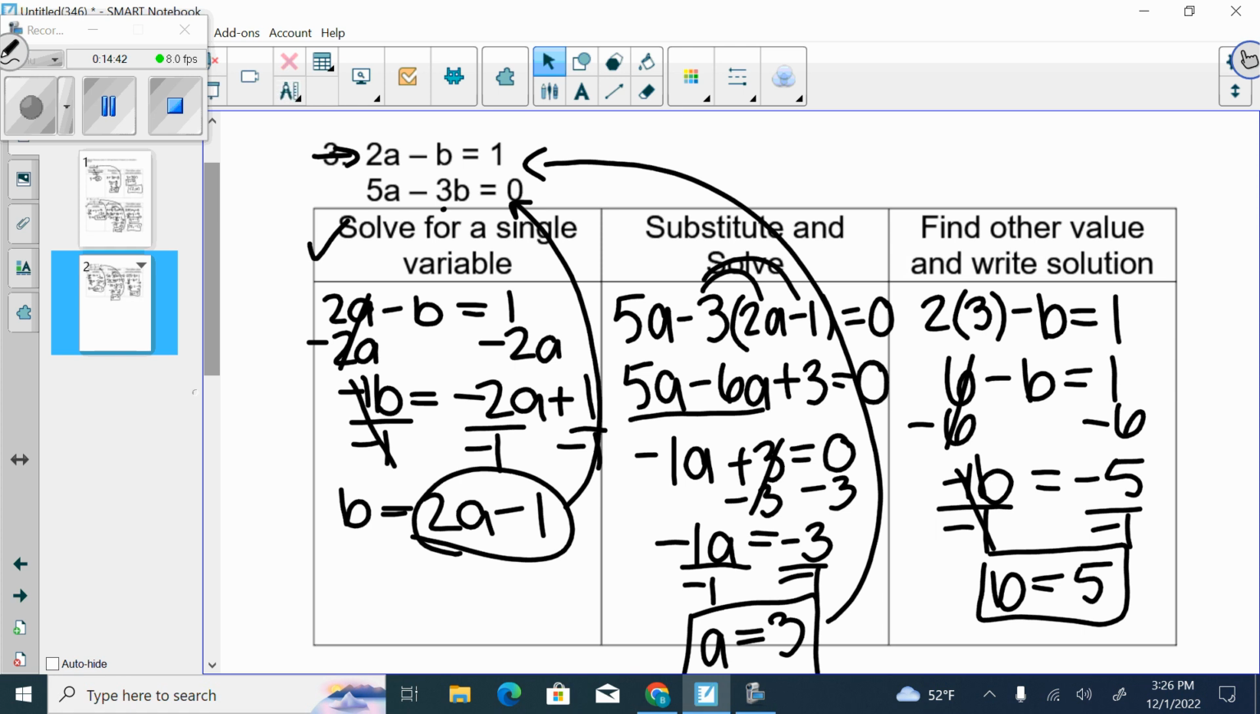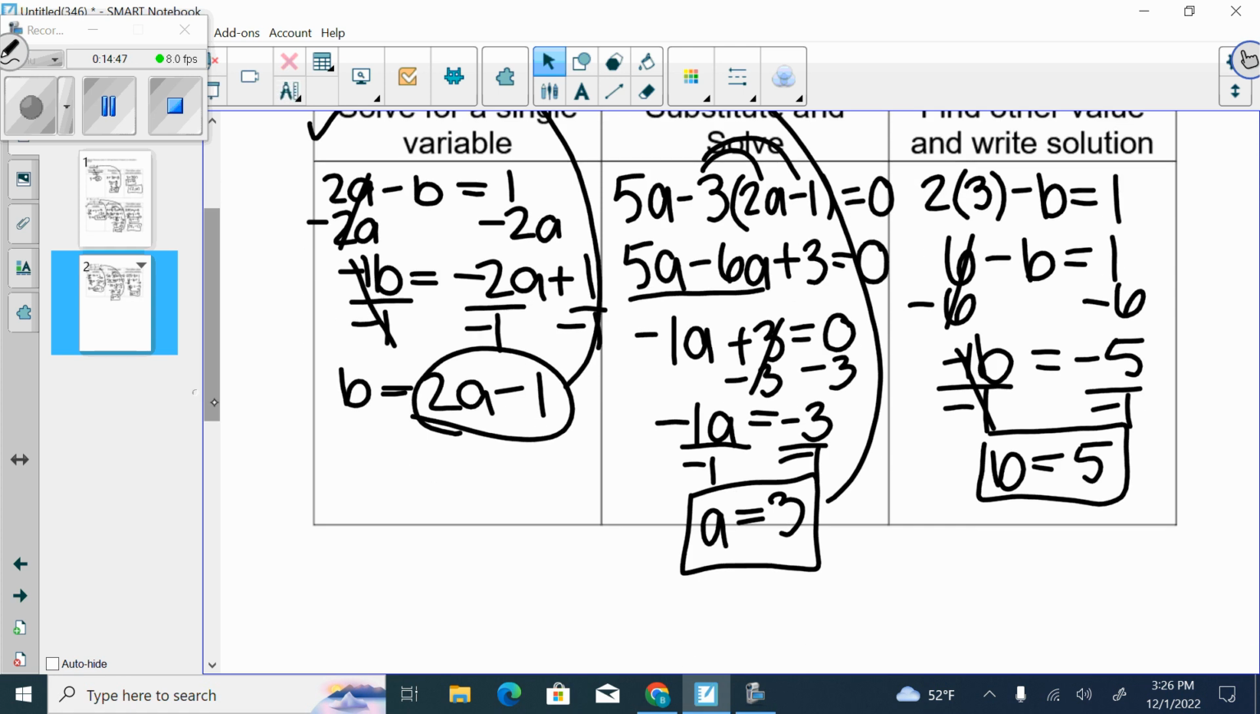And then remember, our last step is to write it as a coordinate point. However, they didn't give us x and y, so whenever you're trying to decide which number you're going to put first, just put them in alphabetical order. Okay, so which one would we put first? Right. Very good.